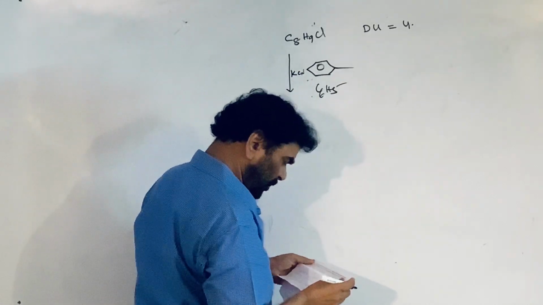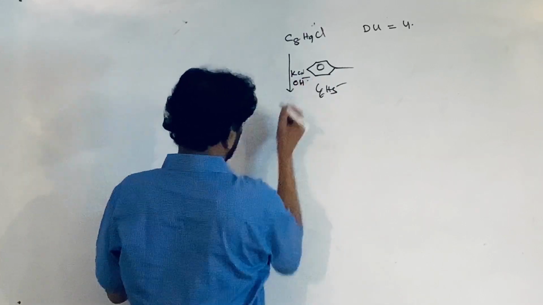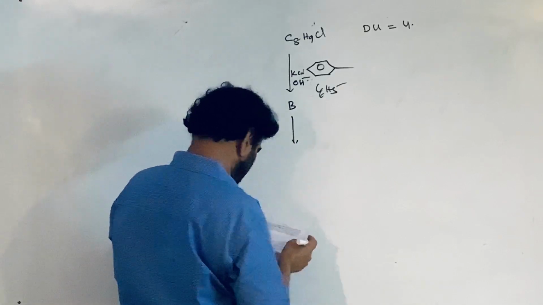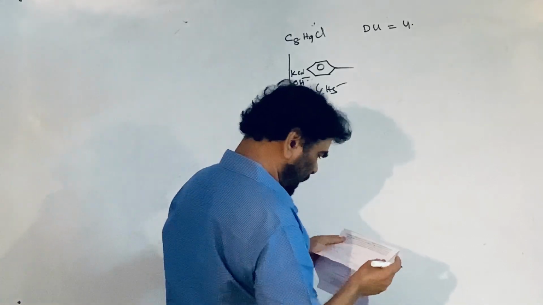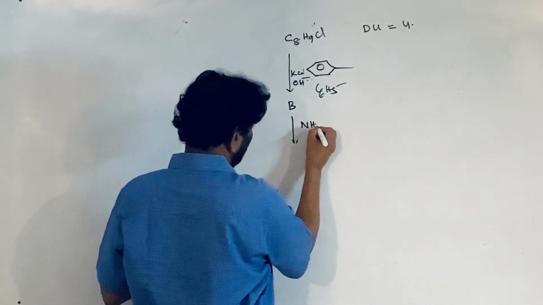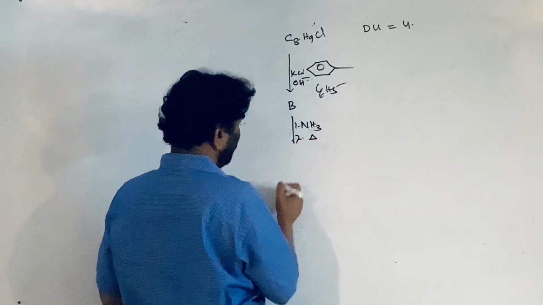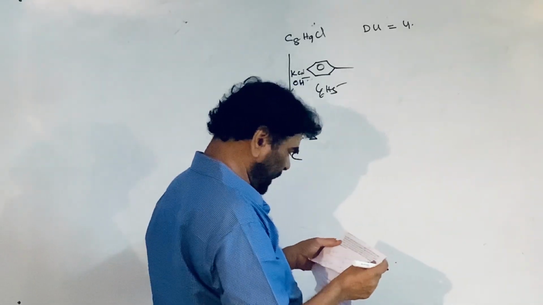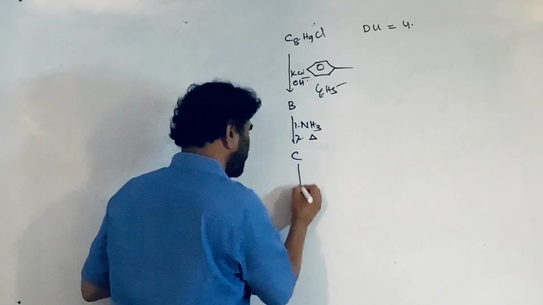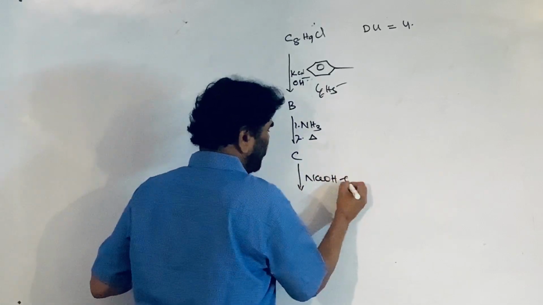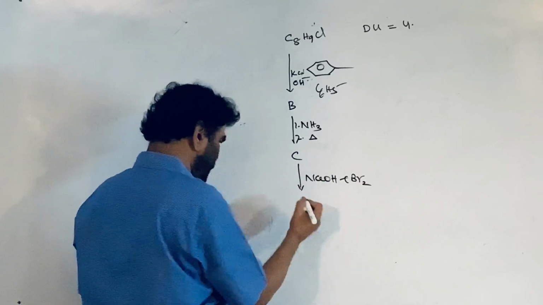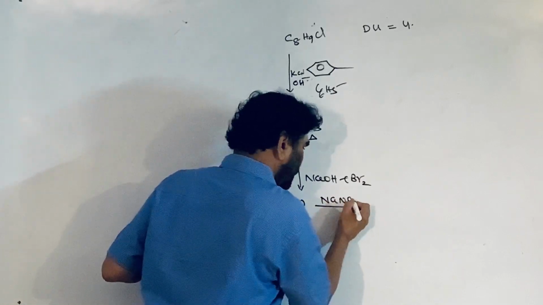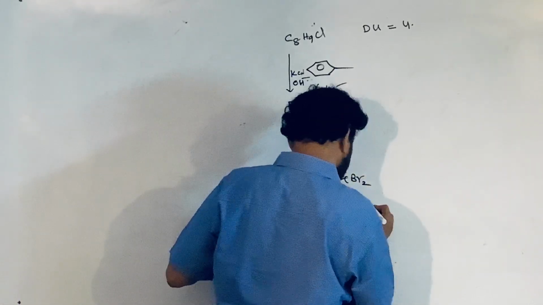Right? And followed by hydrolysis, compound B is formed. B is treated with ammonia, and second, strong heating gives C. C on treatment with sodium hydroxide and bromine gives D. D is treated with NaNO2 plus HCl under low temperature conditions, and E is formed.